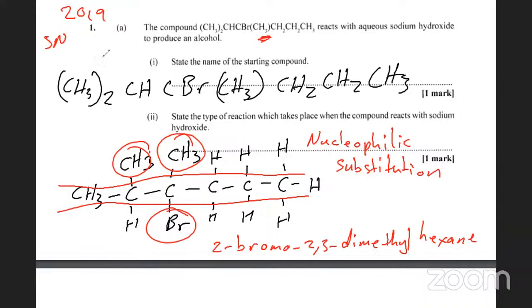All right, so remember with nucleophilic substitution, it can be SN1 and it can be SN2. You have to know the type of carbocation that we have in order to know if it is SN1 or SN2. For this specific one, it will be SN1. So nucleophilic substitution, specifically SN1. How did I know that?